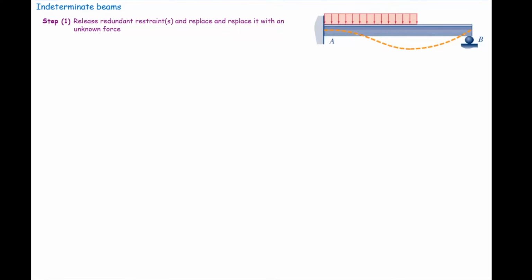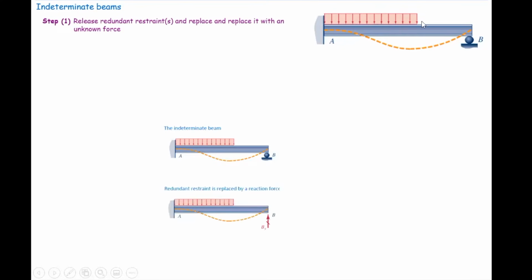So for this case, there are 4 reaction forces and we have 3 equilibrium equations, which means that there is 1 redundant support. Which one do we want to release? It is up to us. We can release whatever we want to release, but in some cases, it is easier to release a certain support. For this particular problem, I think it would be easier for us if we release the roller support at B, and then replace that with 1 unknown force.